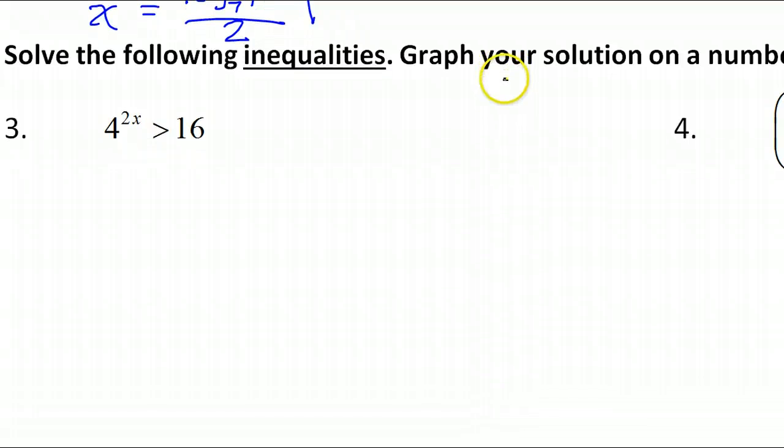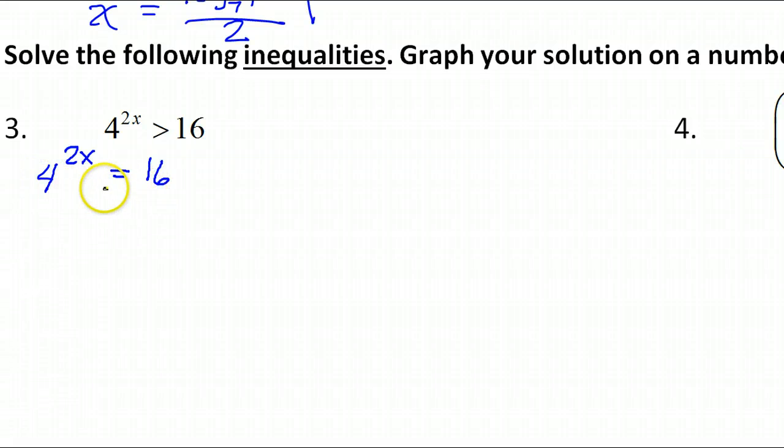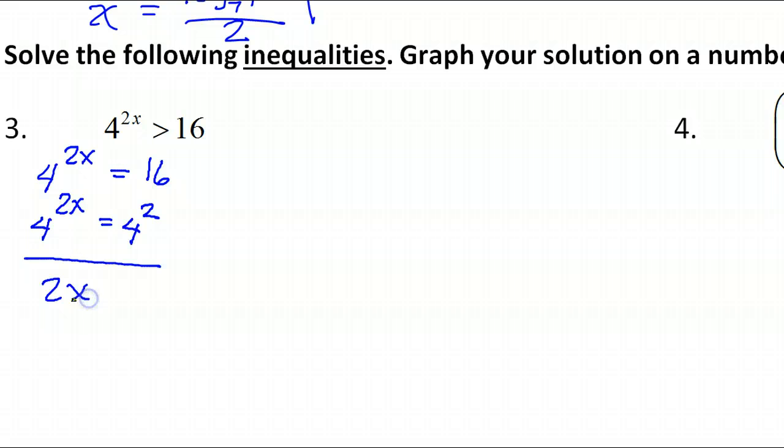Okay, number 3. Now we're moving on to the real deal. Inequalities. Your first step here is to look at the related equation. In other words, just imagine that it was an equal sign instead of a greater than sign. Let's solve this, and that will give us a key value. It's all about like bases, so this would be easy to do. I could keep the 4 because I can write 16 as a base 4. It's 4 squared. That means that 2x must equal 2, which would mean that x would equal 1.